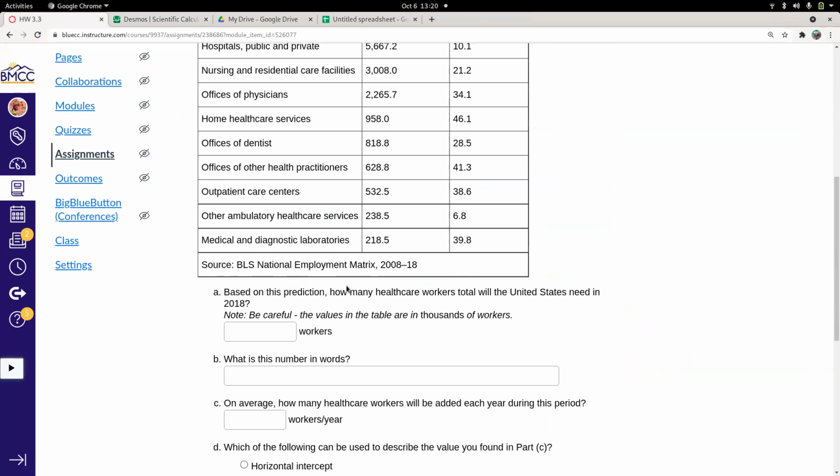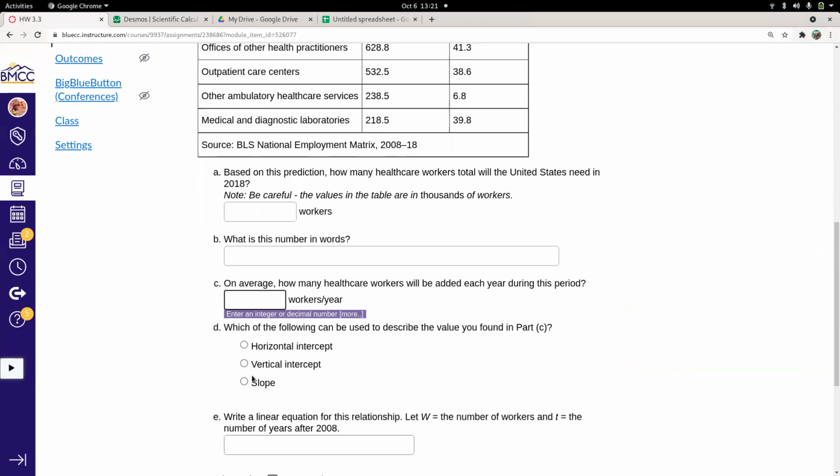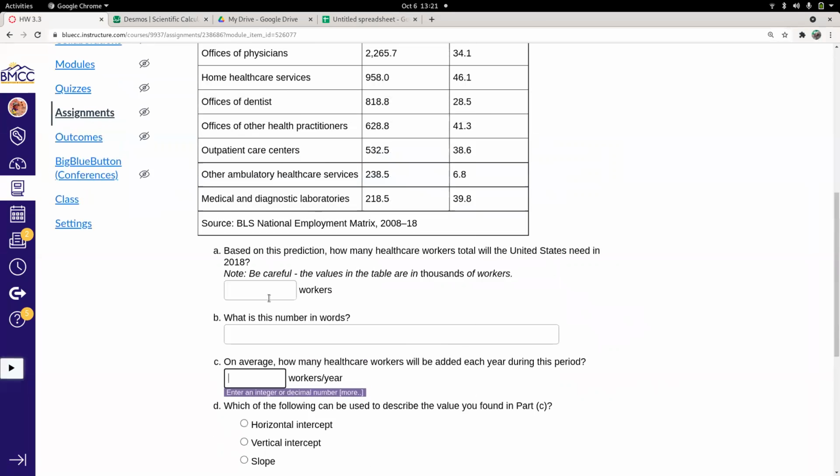All right, based on this prediction, how many healthcare workers will the United States need in 2018? Okay, so I did some work towards that. They wanted me to tell that number in words. They want, on average, how many healthcare workers will be added each year during this period. So that's the slope I just found. And then they want me to come up with an equation. Okay, so I didn't do this one right here.